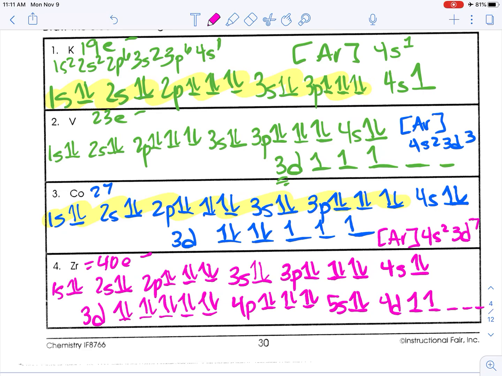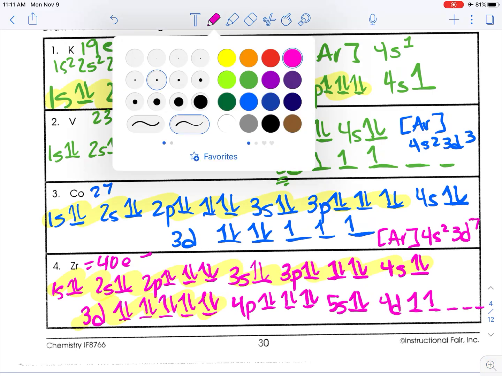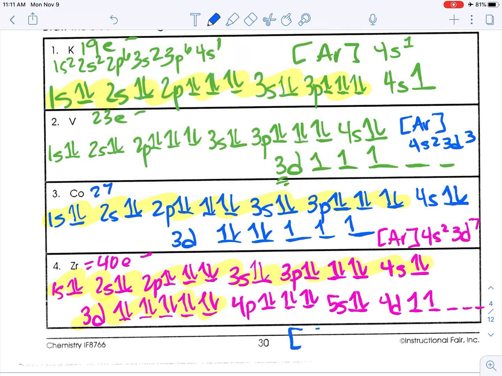Now, the closest noble gas that we've already passed is krypton, which is 36. So 36 is all of this. Okay, let's substitute that. I'll change the color to krypton. And then I have 5s2, 4d2. Okay. Good work, you guys.